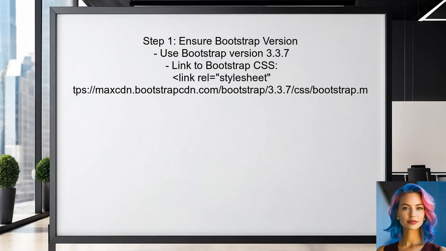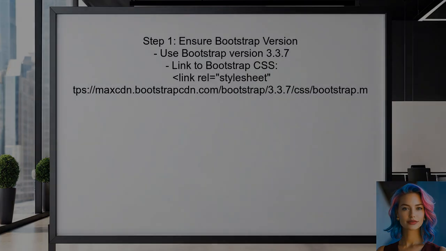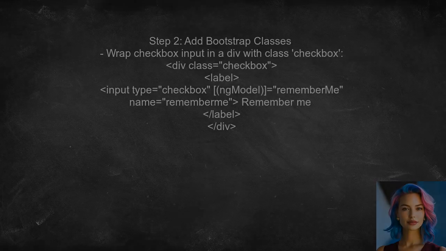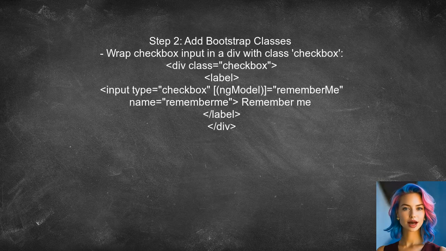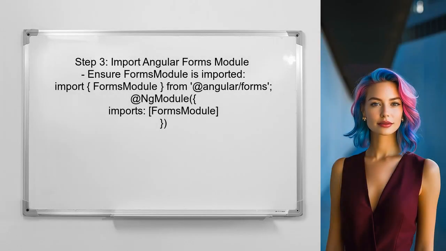To customize the Bootstrap checkbox in the Angular application, the user should first ensure they are using the correct Bootstrap version. In this case, Bootstrap version 3 is being used. Next, the user should add the necessary Bootstrap classes to the checkbox. This can be done by wrapping the checkbox input in a div with the class checkbox and using a label for better accessibility. After that, the user should ensure that the Angular Forms module is imported in their application module. This is crucial for using ng model with forms.